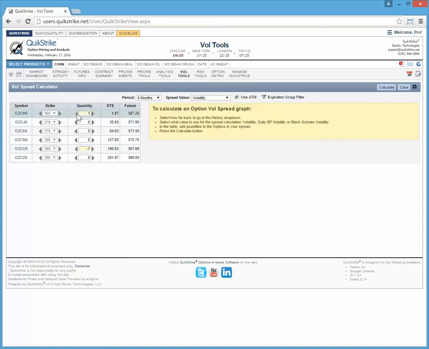Or let's do it vice versa. Let's sell the March and buy the September. Now, this is a little bit interesting because we're so far down in days to expiration here, so it's obviously going to spread out quite a little bit as that happens.